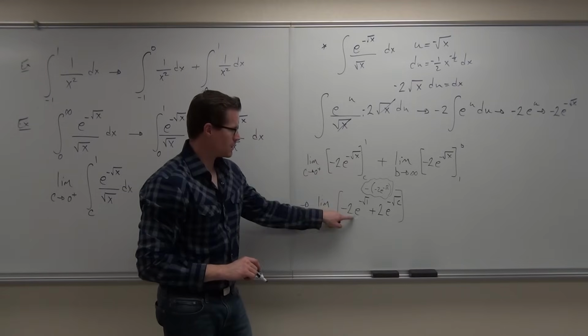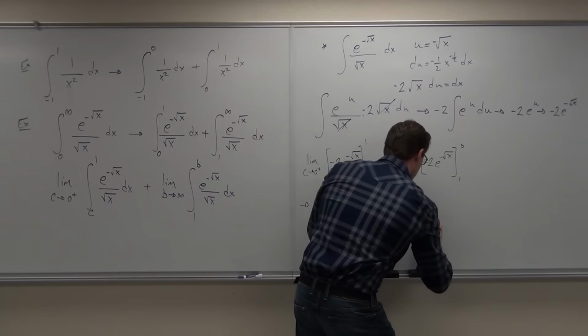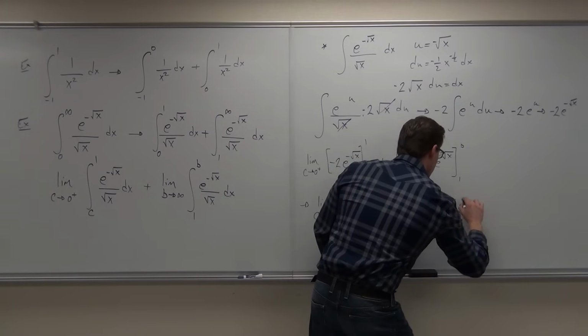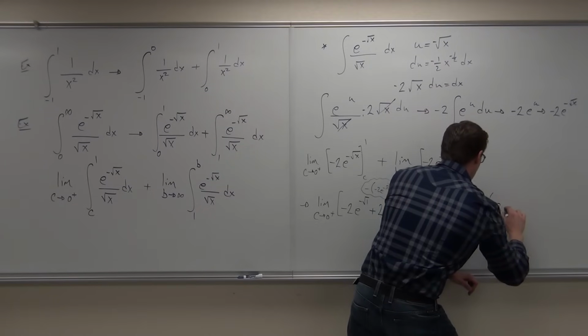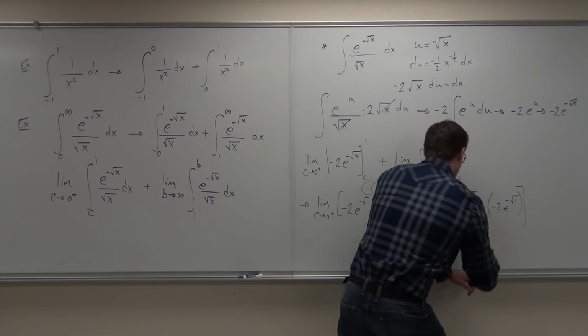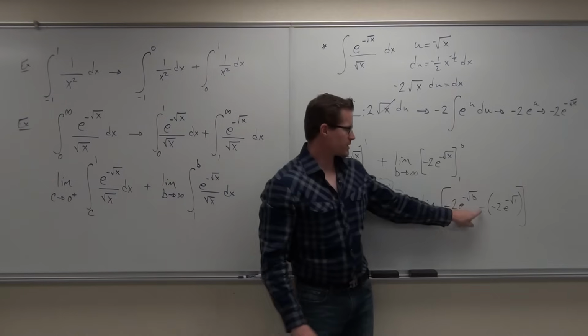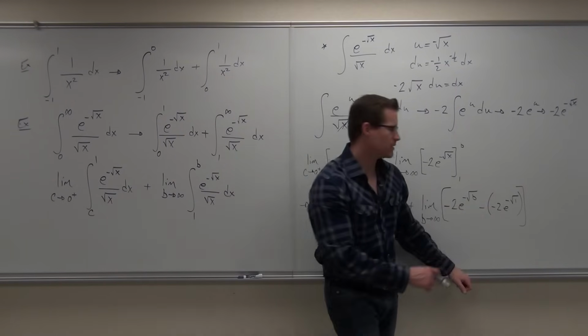Little piece, minus a negative. I'll do it over here if that bothers you. Negative 2e to the negative square root of b minus negative 2e to the negative square root of 1. Here's what I'm talking about. This is what we did here. So when I subtract a negative, what does this become, ladies and gentlemen?